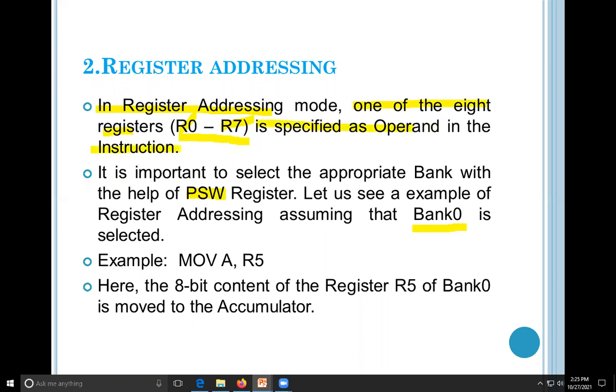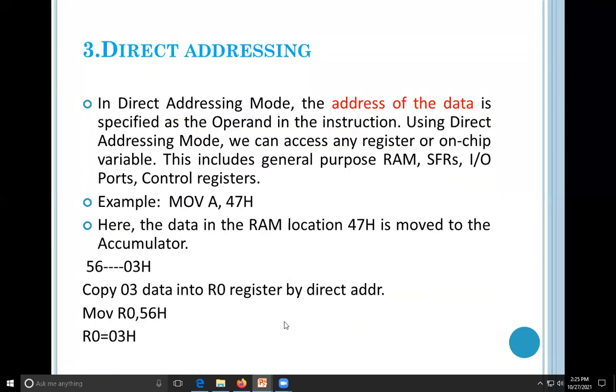Means the register is a specified operand. When MOV A is the opcode and R5 is the specified operand where data is stored, this data is transferred to the accumulator. You see, the 8-bit content in register R5 is transferred to the accumulator.